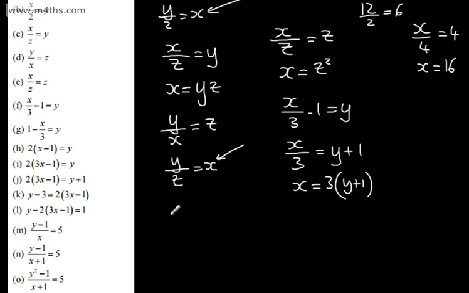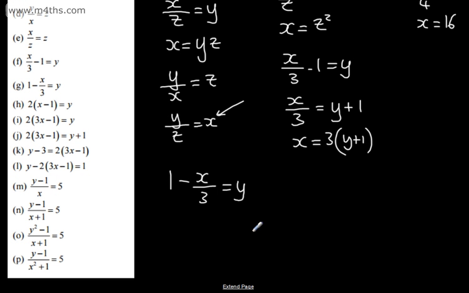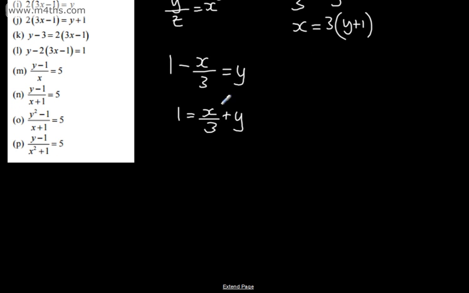Let's look at the next one. 1 minus x over 3 is equal to y. A few different approaches with this one. This is slightly more challenging. Here is one way that we could do this, and this is to make x positive. It's easier to work with positives than it is negatives, especially if you're not comfortable with multiplying and dividing by negative numbers. So what I'm going to do here is write that this is going to be 1 is equal to x over 3 plus y, by adding this quantity to both sides. So by doing that, I've automatically now made x over 3 positive instead of negative.